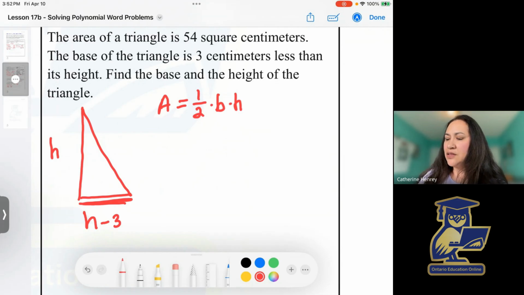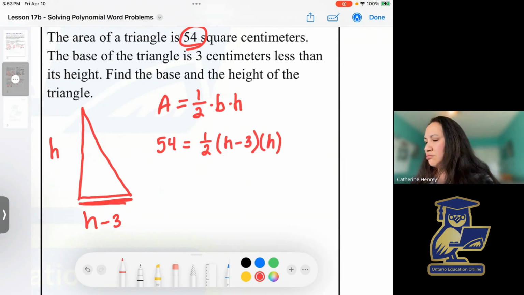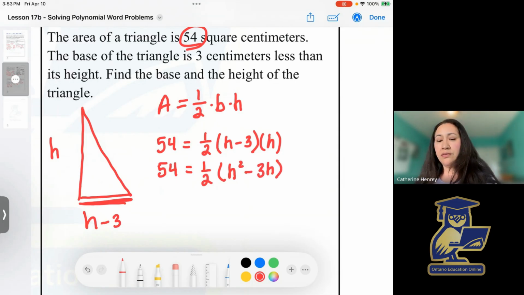The area that's given is 54, so we'll write 54 is equal to 1/2. The base here is h minus 3, and the height h. Simplifying some of this, 54 is equal to 1/2 times h squared minus 3h. So right away, I don't like this fraction. So what can I do to get rid of it? I can multiply the whole equation by 2 so that it'll cancel out.